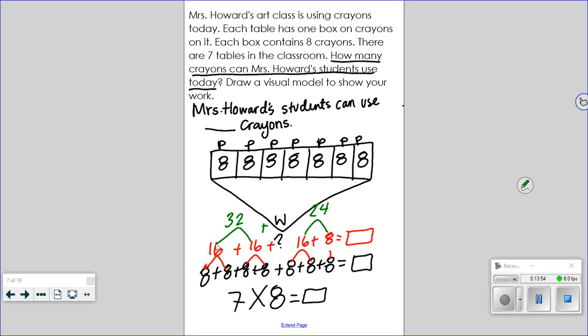Grace, what did you get? 56. But I didn't type it right. That's awesome. I did. Hang on, pause. Is that allowed? What is that? Grace said I got 56, but I did it in a different way.